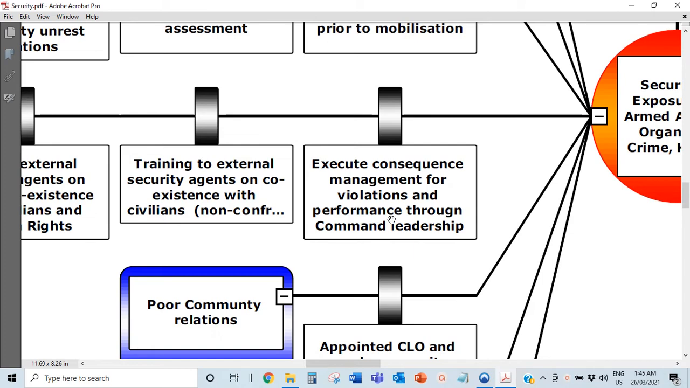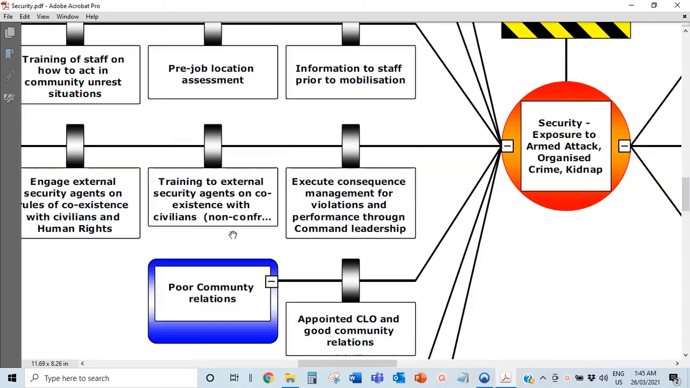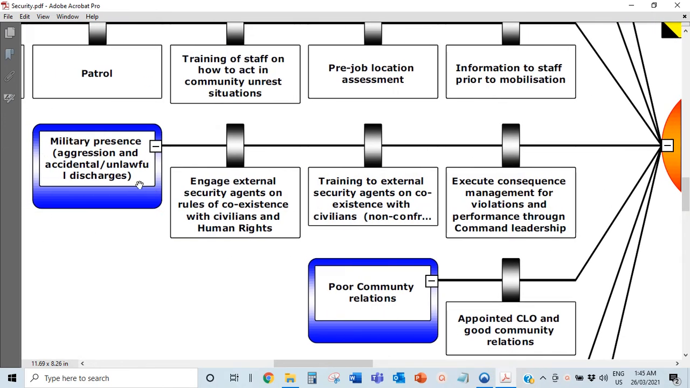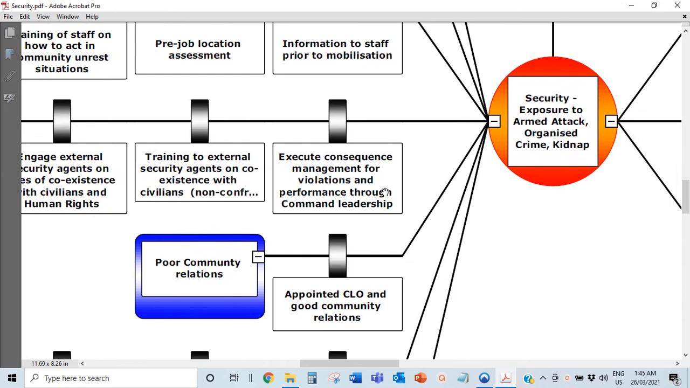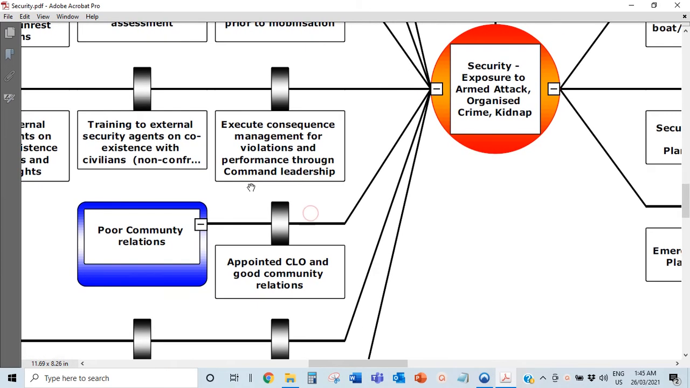Execute consequence management for violations and performance through command leadership. So if they step out of line, of course, there should be some consequence. That's the military. If they do step out of line, maybe accidental discharges or they maltreat normal civilians around, you should have some consequence to handle that situation.